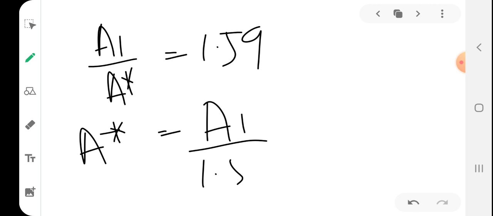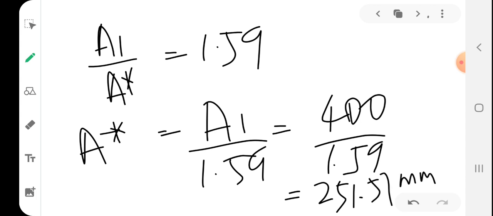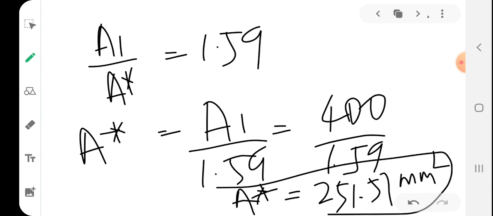So A star equals A1 by 1.59, so A star is 400 by 1.59. That value will be 251.57 mm square. So that will be the area corresponding to Mach equal to 1, the critical section area. Okay, understood? So this is how we solve the problem involving area.